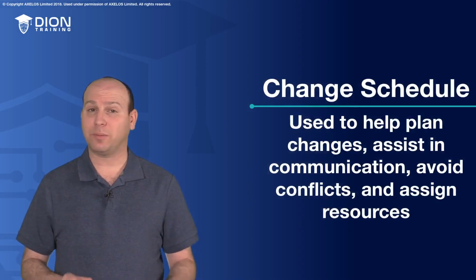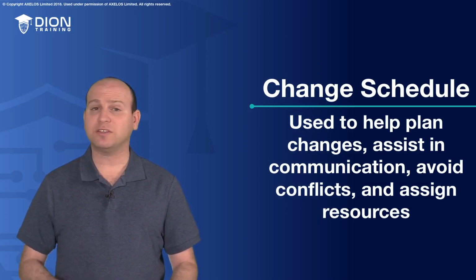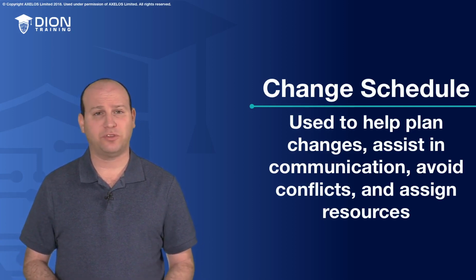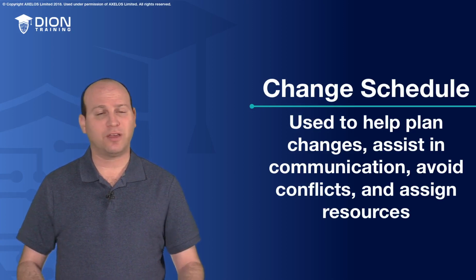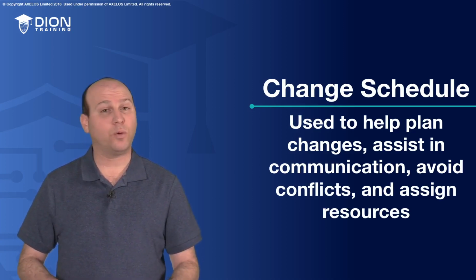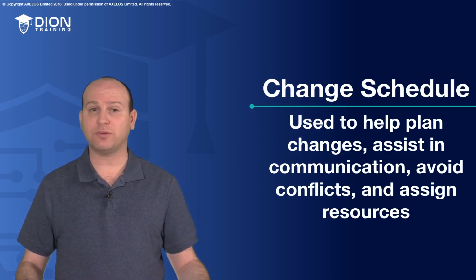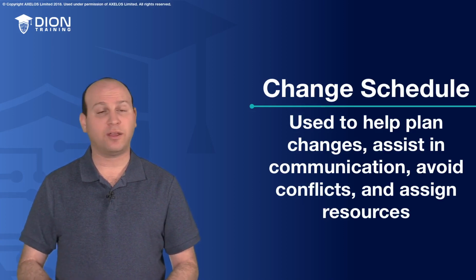Now, once something has been approved from the change authority, it goes on to the change schedule. The change schedule is used to help us plan those changes, assist in communicating that, and helping to avoid conflicts and assign proper resources to it. Let me give you a good example of this. This weekend, I want to upgrade my website, and we're going to be down for an hour while we change servers. That's something that I'm going to email out ahead of time to all of my students so they know that this Friday, if they try to log on, they're not going to be able to for that hour. That's the idea of having a change schedule in place.